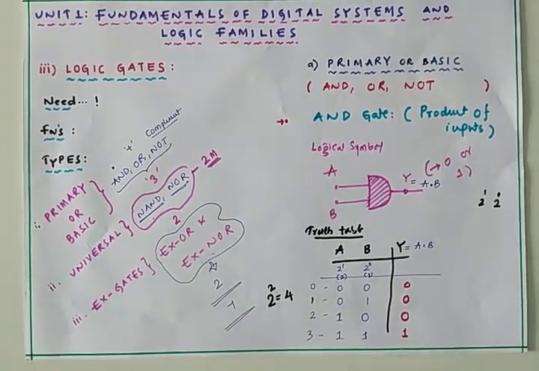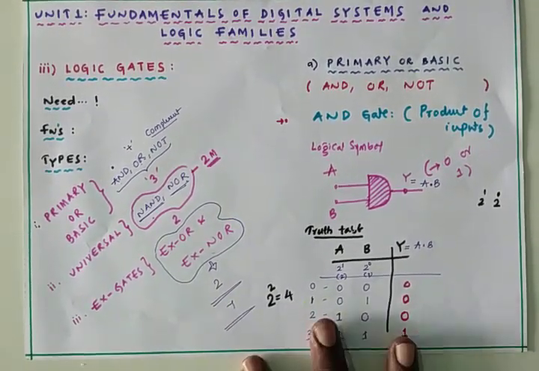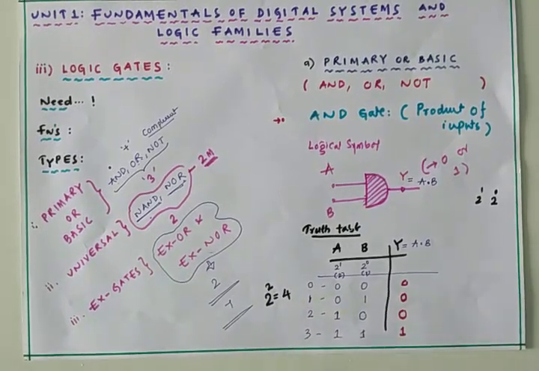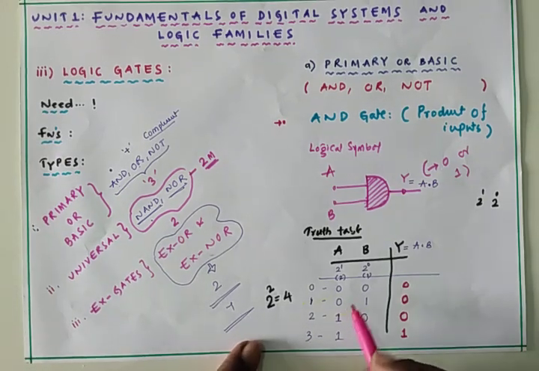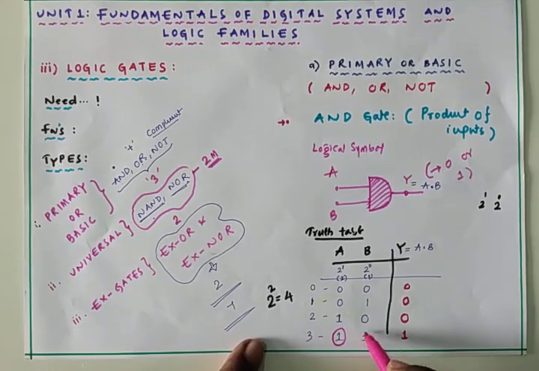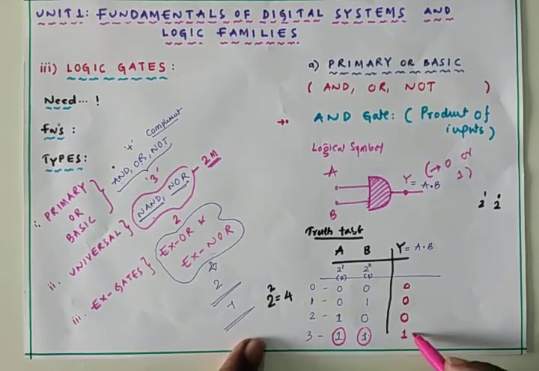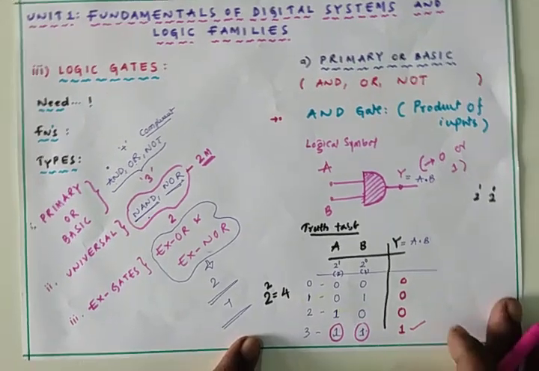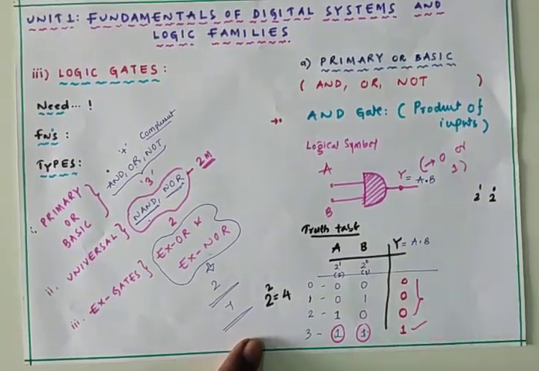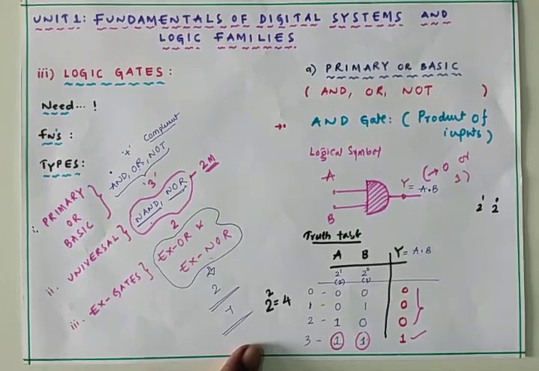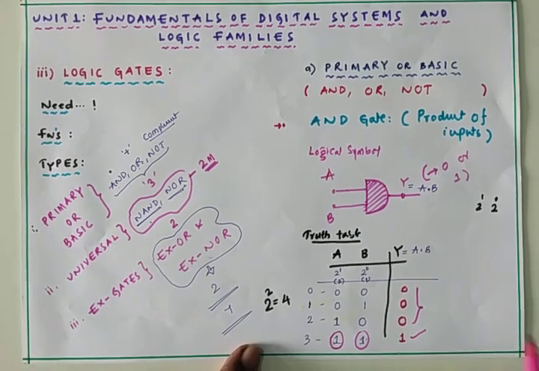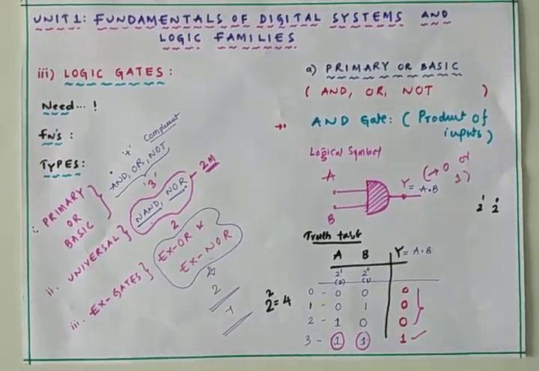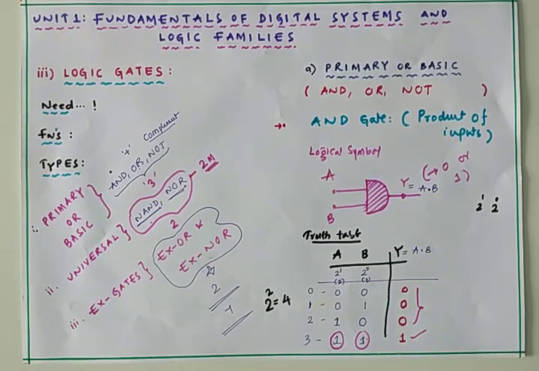Now we have to make the conclusion of the AND gate. Whenever all the inputs of the AND gate are 1, then only the output will be 1. Otherwise the output will be 0. The conclusion of the AND gate is very simple: if all the inputs of the AND gate are 1, then the output will be 1; otherwise, the output will be 0. This is the conclusion of the AND gate.